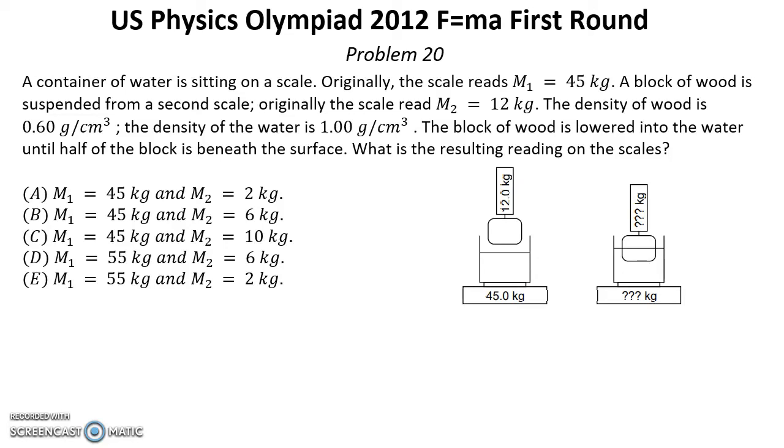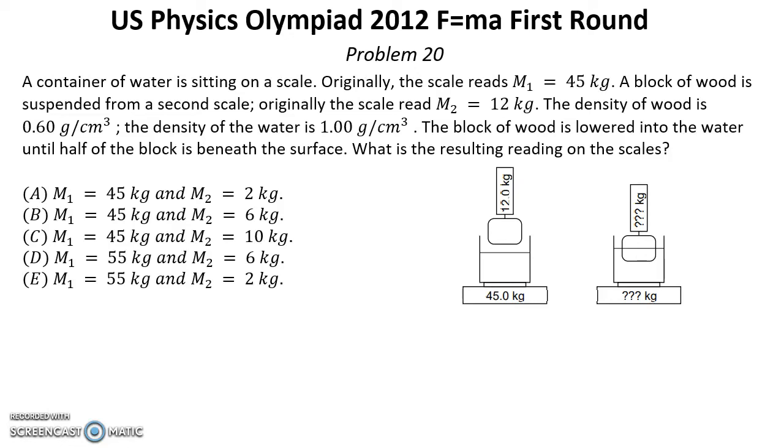Problem 20. Solution for this problem you can find below this video in the description reference. A container of water is sitting on a scale. Originally, the scale reads M1 equal 45 kg. A block of wood is suspended from a second scale. Originally, the scale reads M2 equal 12 kg.